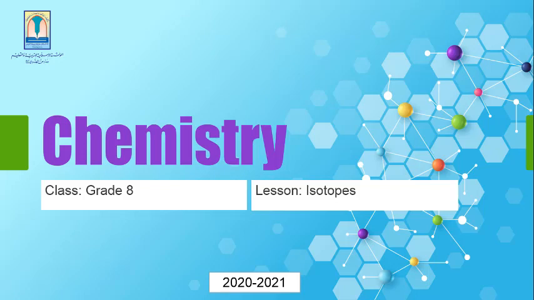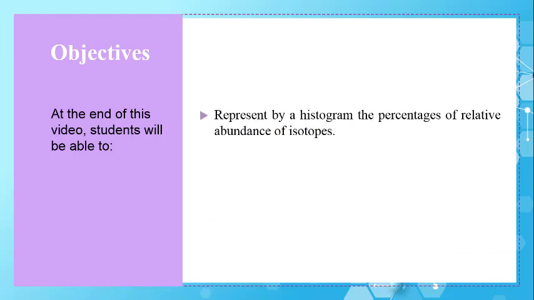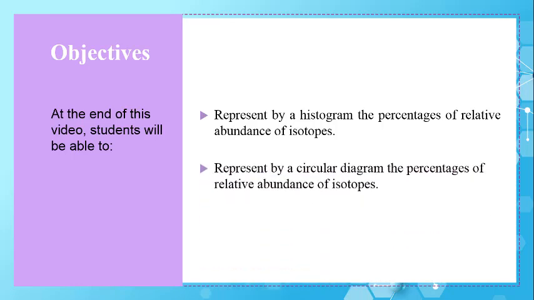Today we will continue our lesson, Isotopes Part 2. At the end of this video, students will be able to represent by a histogram the percentages of relative abundance of isotopes. Also, represent by a circular diagram the percentages of relative abundance of isotopes.